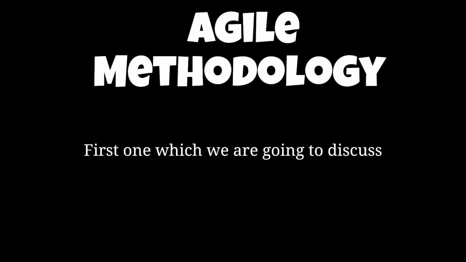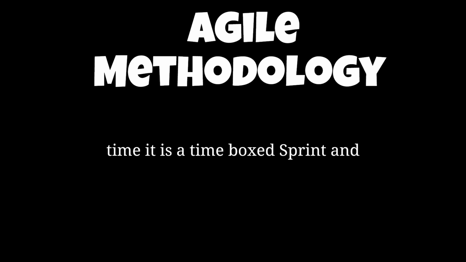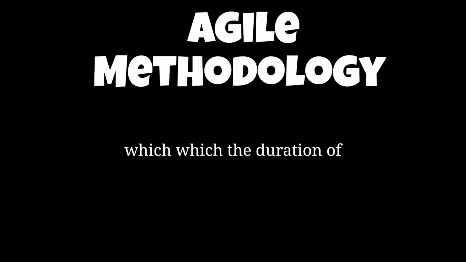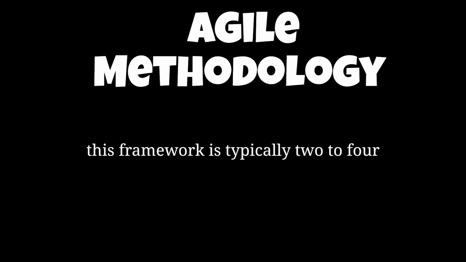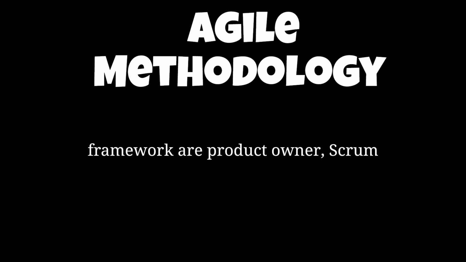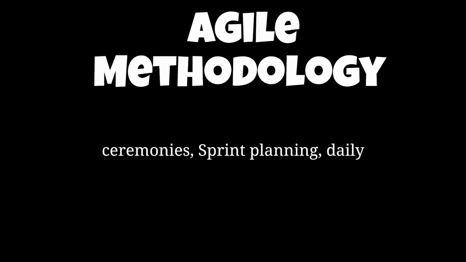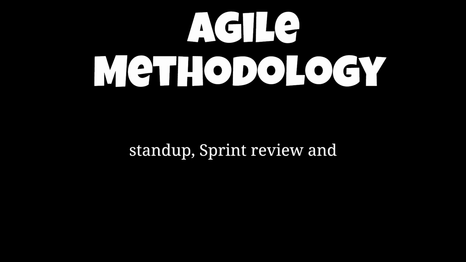Now, let us see the frameworks in agile methodologies. First one which we are going to discuss is Scrum. In Scrum, it is a time boxed sprint and the duration of this framework is typically 2 to 4 weeks. The roles involved in this framework are product owner, Scrum master, development team. Artifacts are product backlog, sprint backlog, and increment. Ceremonies: sprint planning, daily stand up, sprint review, and retrospective.